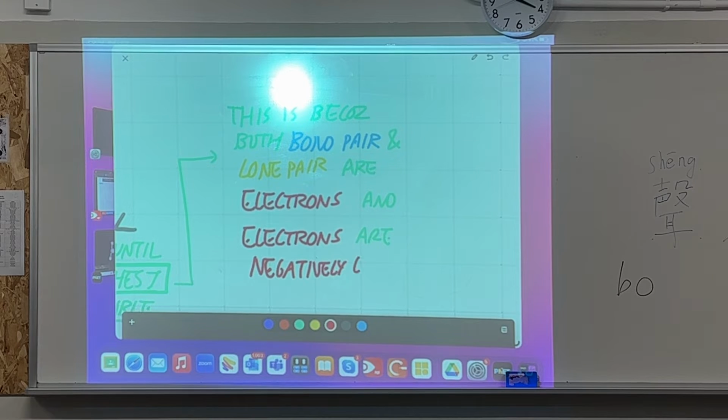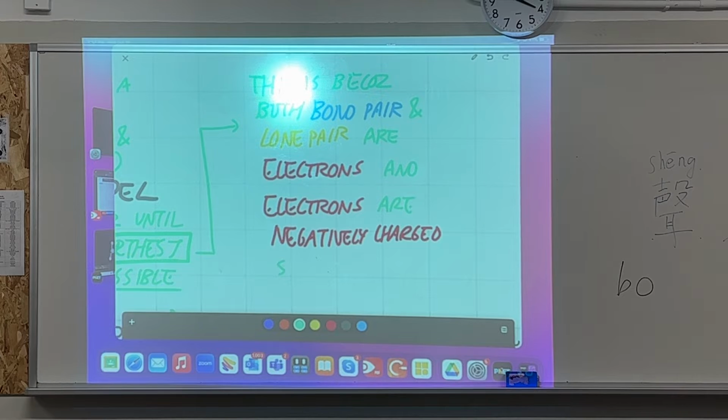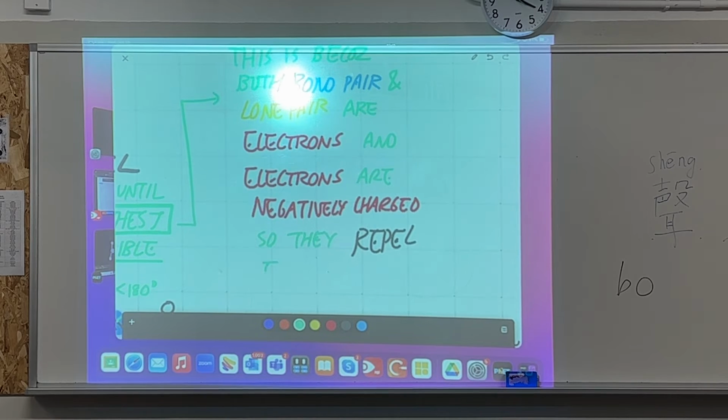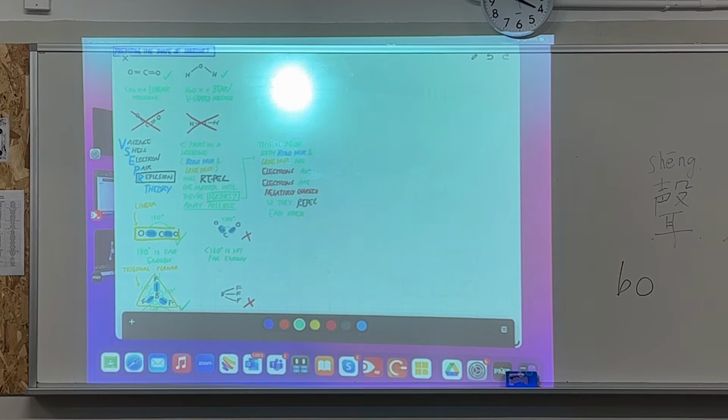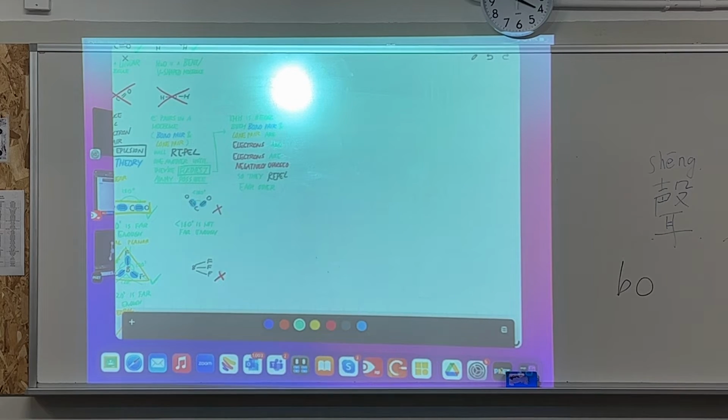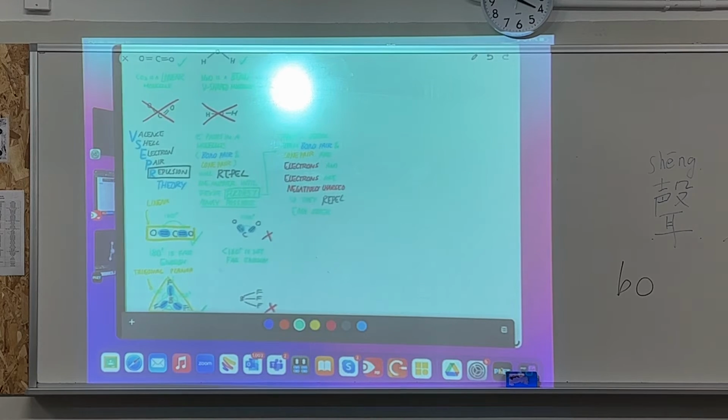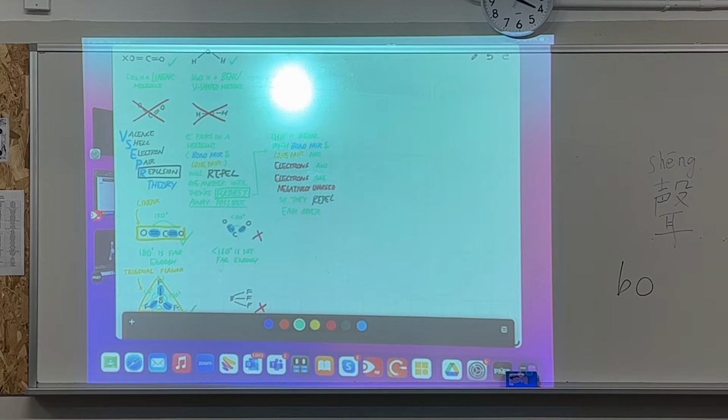So negatively charged, so they repel each other. Now I want to go through all the possible shapes with you. This is very difficult, but do you understand the theory here first? How it works? How it predicts the shape?